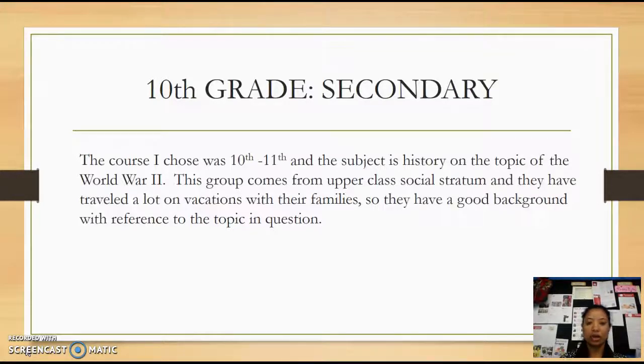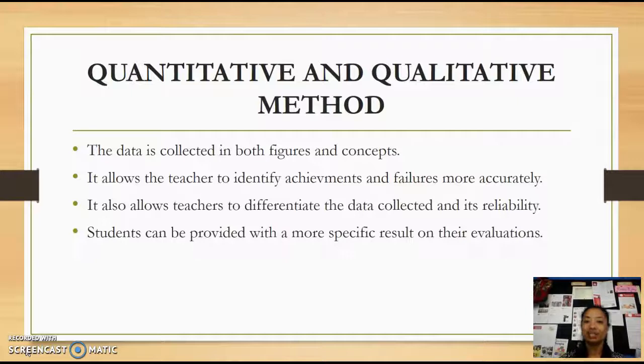So, going straight to the quantitative and qualitative method, which was my topic. As you can see on the slide, there are some differences, but also they complement each other. And the quantitative and the qualitative method helps not only students, but also teachers to organize and control and give a more precise and accurate result for students, and not only for students, also for the institutions, for the teacher to be more precise.